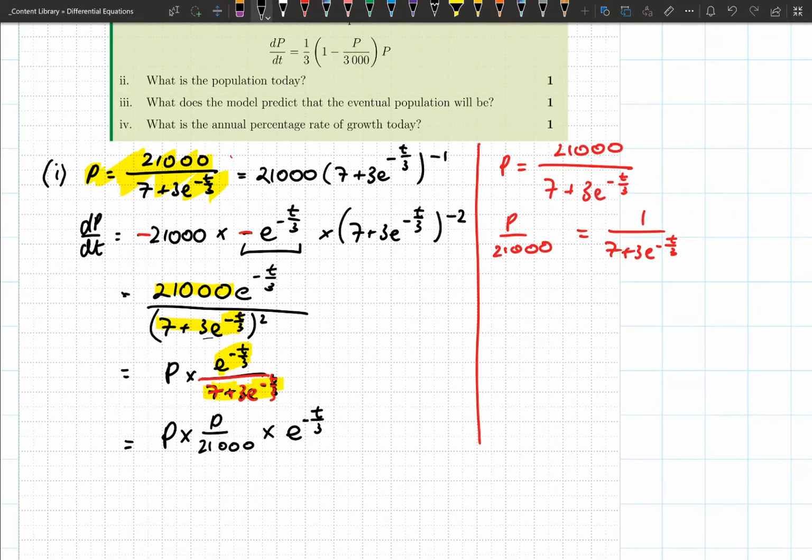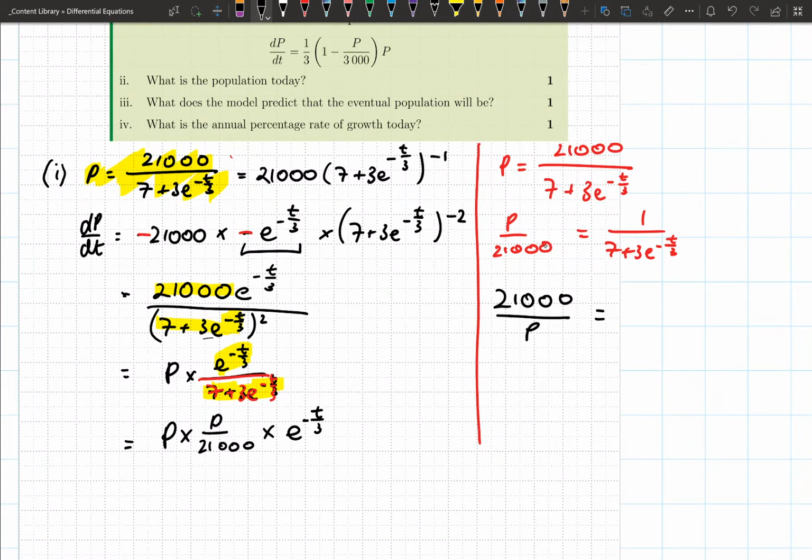Yep. Okay. So from there, we need to start getting rid of this t, e to the power of negative t over 3. How can I do that? Rearrange further. Now, notice here we've got 2 sides that both have fractions, right? So what I can do is just flip both sides. On the left-hand side, I'll get 21,000 over P. Are you cool with that?